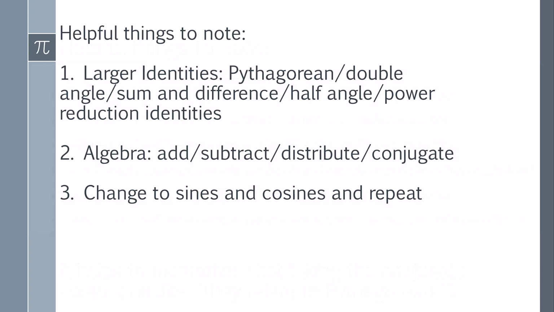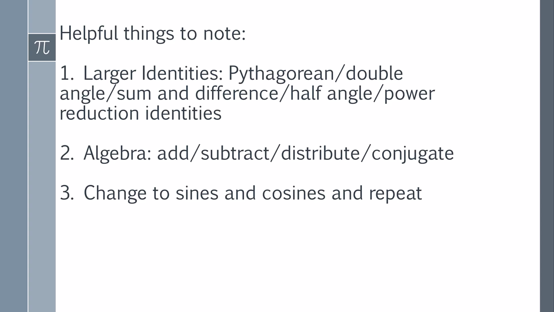Now, when we go through this, because basically we're doing proofs, so we're proving one side looks like the other, if you follow these three things, it helps the thought process. So the first, we want to use our larger identities: Pythagorean, double angle, sum and difference, half angle, power reduction. Some of those identities we haven't gone over yet, but they're going to be these bigger identities that we're going to want to use. If you see them, it probably means you're going to use them.